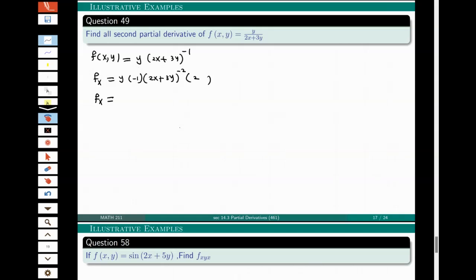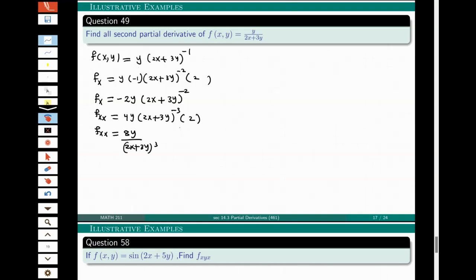So f sub x will be basically negative 2y times 2x plus 3y raised to the power minus 2. If I differentiate it with respect to x again, it will be minus 2 times minus 2, it's 4y, 2x plus 3y raised to the power minus 3. The derivative of the inside with respect to x is 2, so f sub xx will be 8y over 2x plus 3y to the power 3.